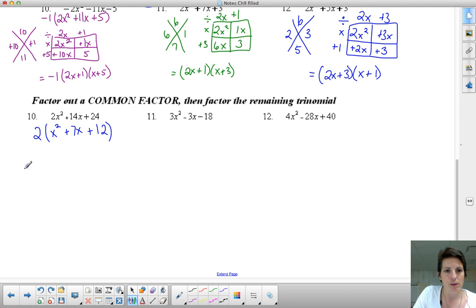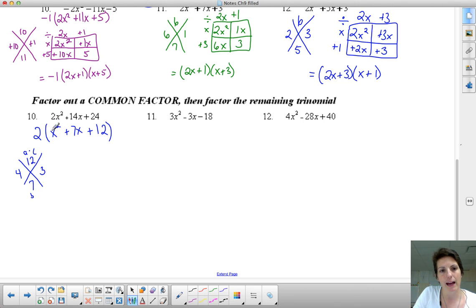So when we look at this, we can use our x. We always do a times c, remember, at the top of the x. So we have 1 times 12, that's 12. And the b value is always at the bottom of the x. That in this case is 7. So a pair of numbers that multiply to a positive 12 and add to a positive 7, so they're both positive. Hopefully you see 4 and 3 really quickly.